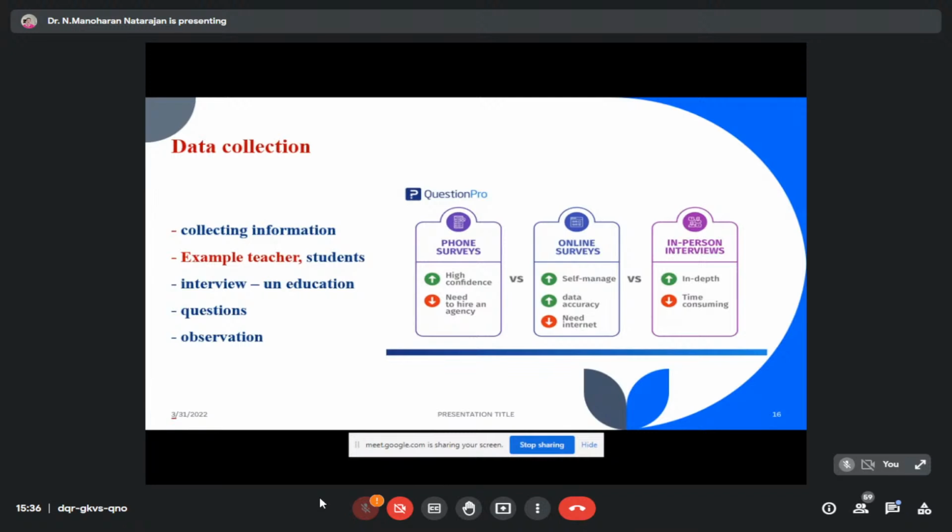And next one is the online survey. Data accuracy will be there, but we need a proper internet connection so that the responses are saved.